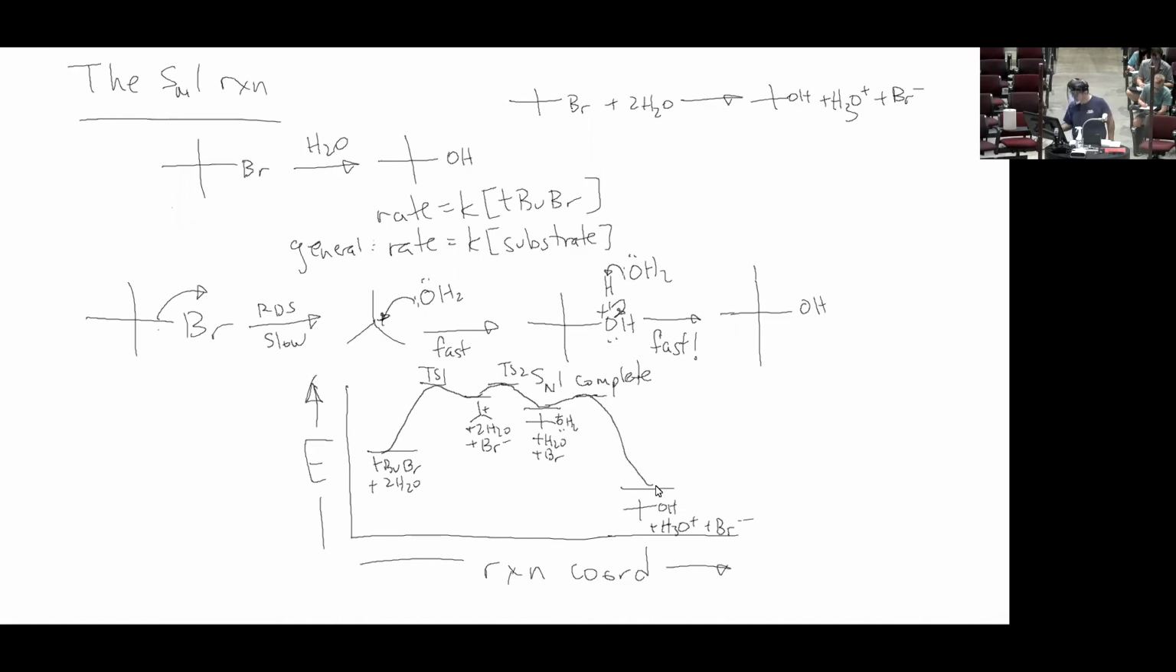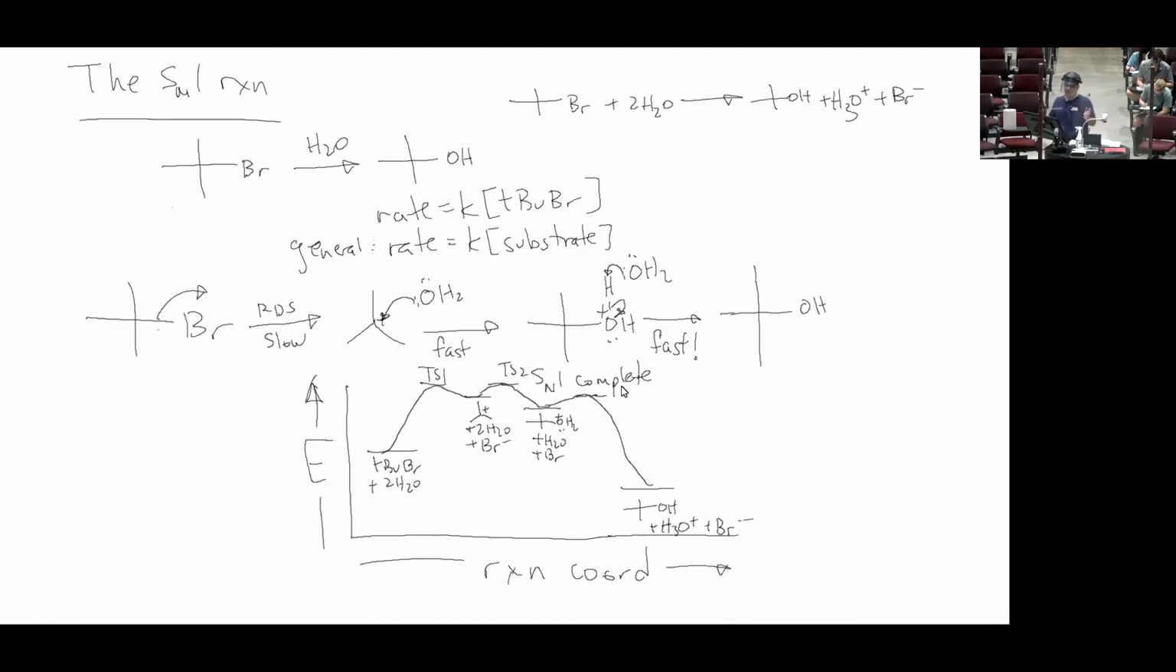Something like this. I certainly would be negotiable on the relative heights of the three transition states. That's going to vary based on the particulars of the reaction. But I think you'll find that in general, an SN1 reaction is going to have an energy diagram something like this. Now, what does your book do?